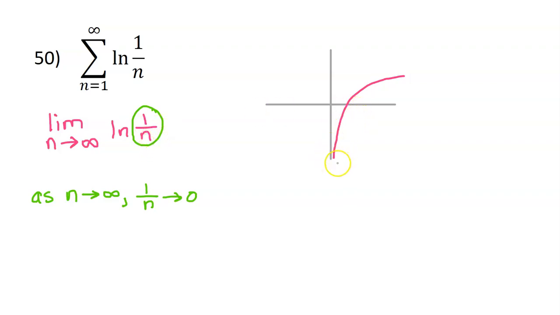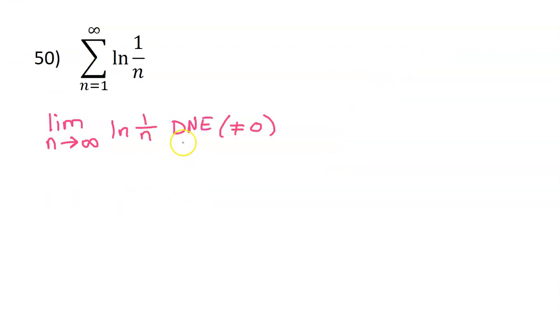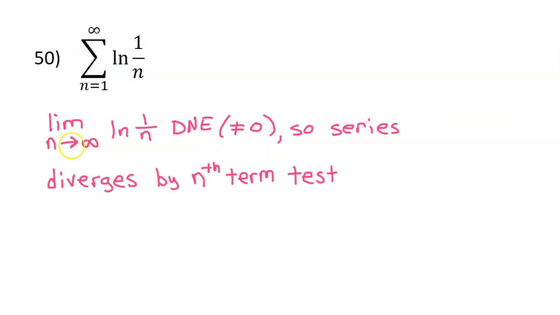Well, long ago we memorized that the graph of natural log looks like this. As we get closer and closer to 0, natural log approaches negative infinity. So this limit does not exist. What's important about this limit is that it does not equal 0. Make sure you write that down and put it in parentheses. So the series diverges by the nth term test.